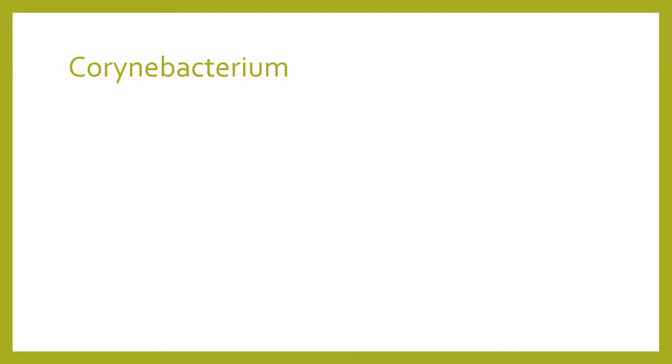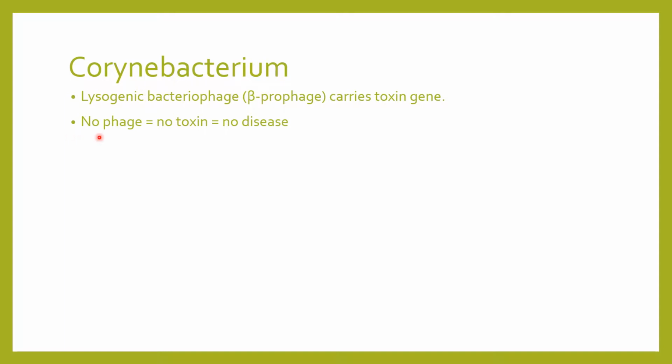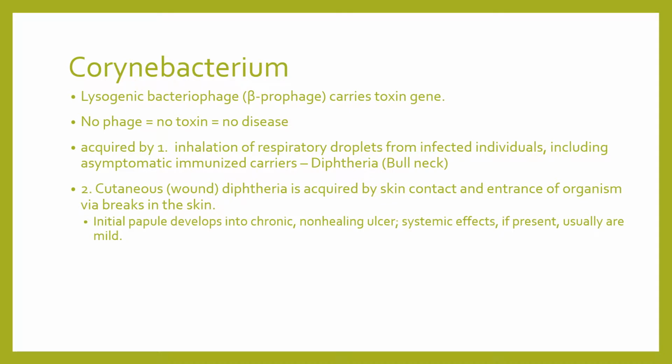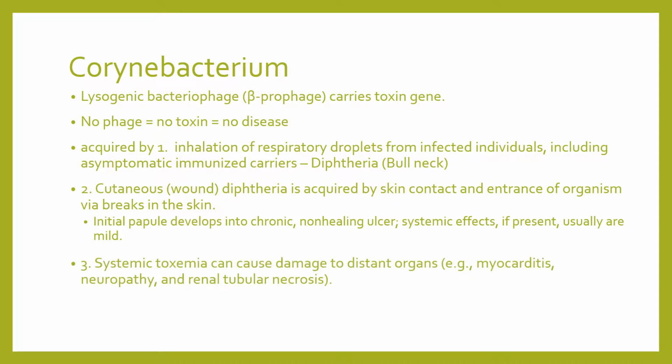Okay, for Corynebacterium, it contains a lysogenic bacteriophage, otherwise called the beta-prophage, which carries the toxin gene. And there's a rule: no phage, no toxin produced, and if there's no toxin, there will be no disease. So how do you acquire it? By inhalation of respiratory droplets, through breaching the skin via the cutaneous route, and with manifestation of systemic toxemia.